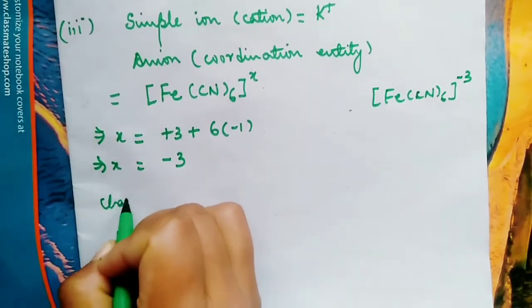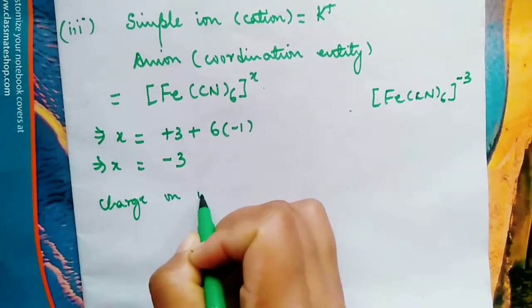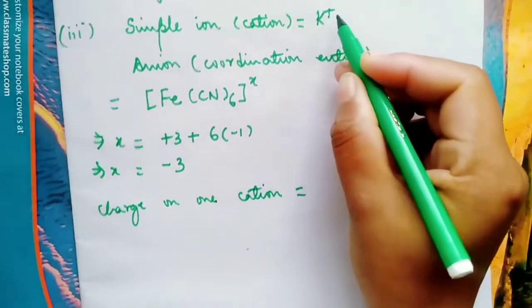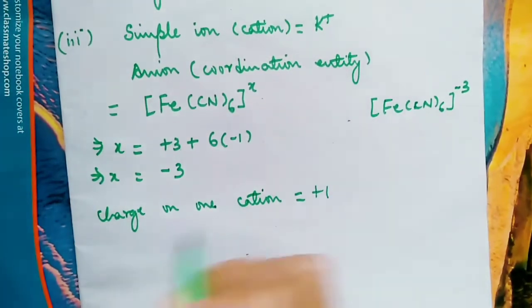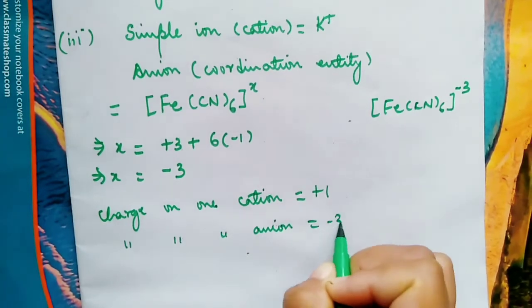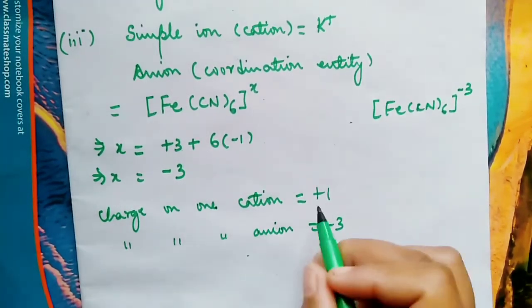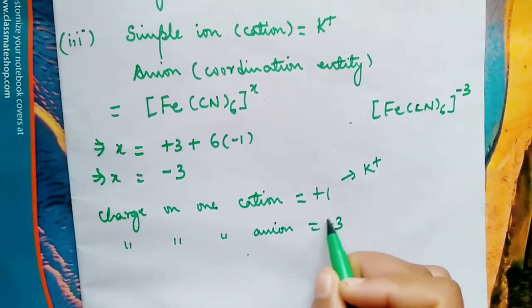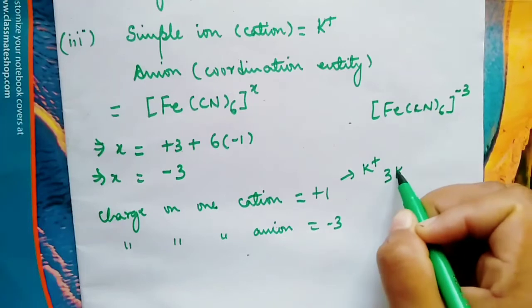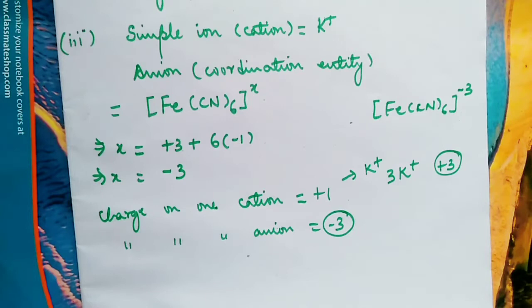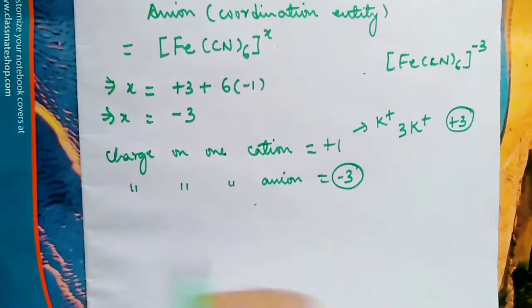So charge on one cation is how much? It is +1, right? Charge on one anion, on the coordination entity, is -3. So that means here it is only for 1 K plus. In order to be balanced with this one, we need 3 K plus, so that we will get +3, and this one will get cancelled with this, and thus will make the compound what? Neutral.